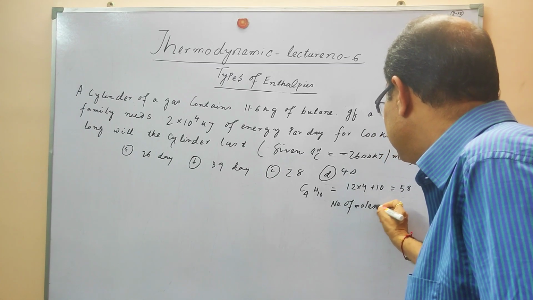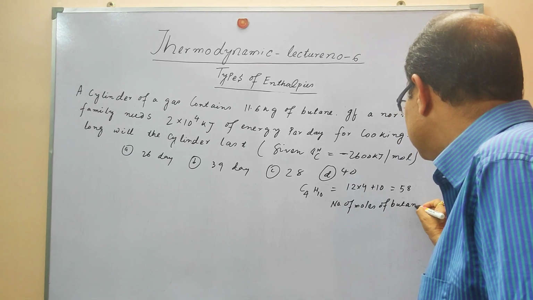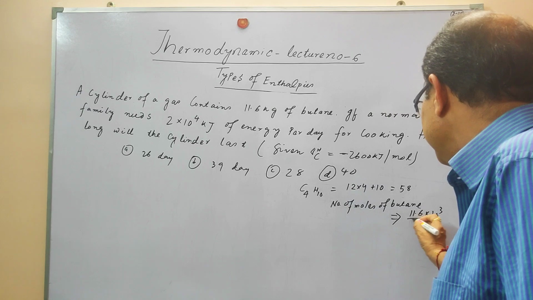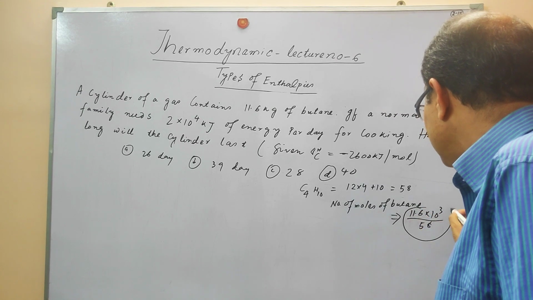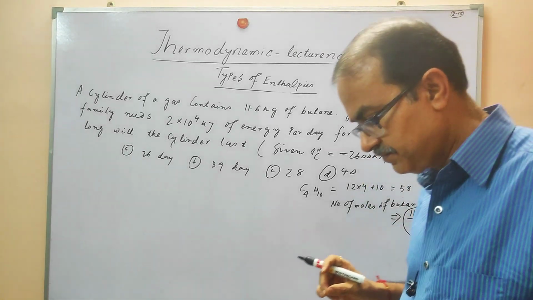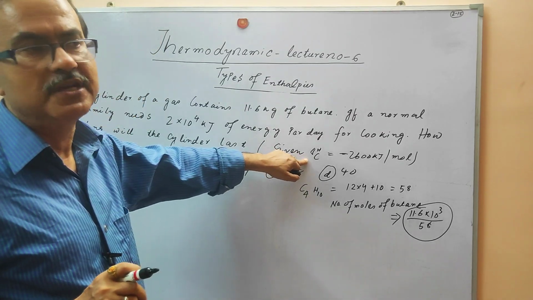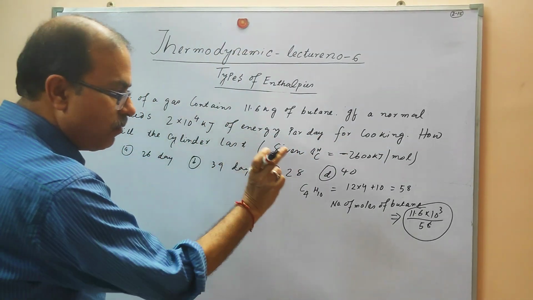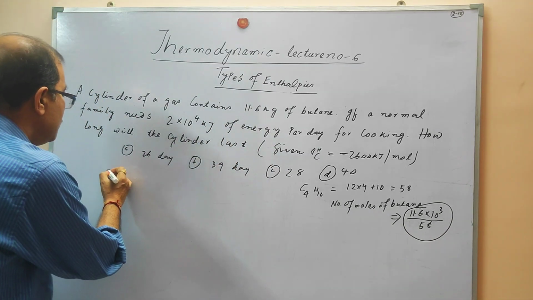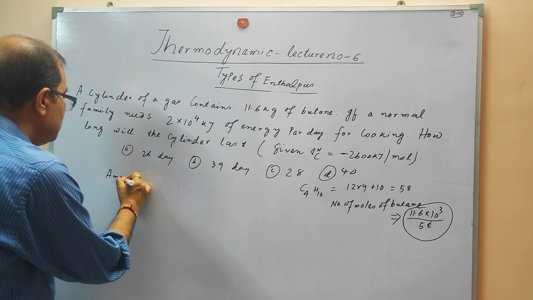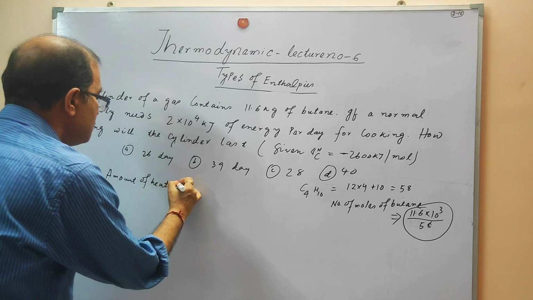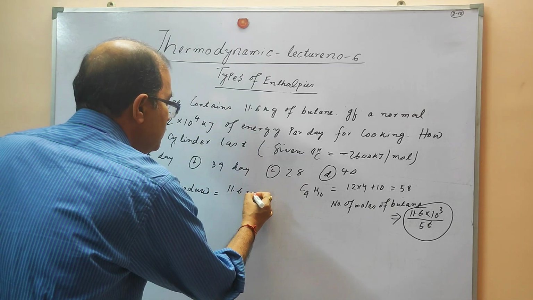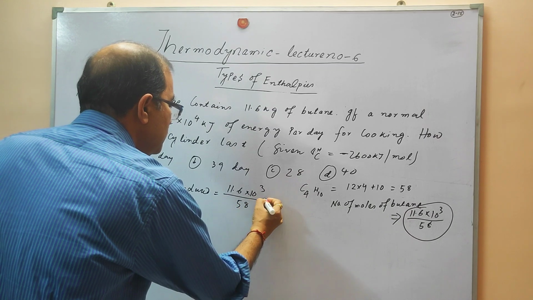So the number of moles of butane is 11.6 kilo into 10 to the power 3 gram divided by 58. This is the moles of butane you have in the gas cylinder. Now it has been given that the enthalpy of combustion means 1 mole of this substance will produce this amount of heat. So for this number of moles, how much heat will be produced? That is a very simple thing. We can write the amount of heat produced as simply 11.6 into 10 to the power 3 divided by 58 into 2600.